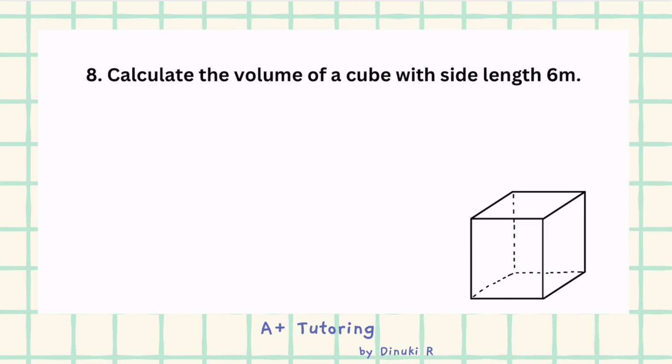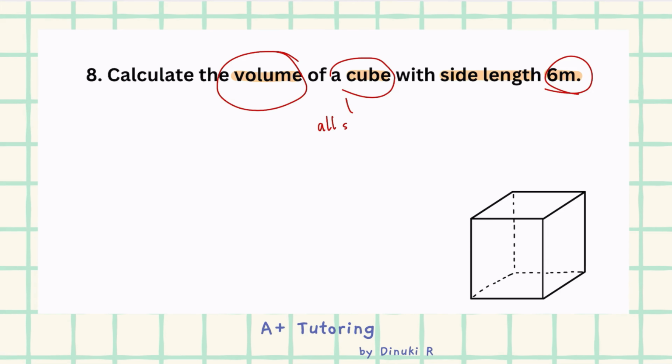Okay, now that you've had a chance to go through the question, let's break it down. Question number 8. Calculate the volume of a cube with side length 6 meters. Very straightforward question. What are we being asked to figure out? The volume of a cube, and we know that the side length is 6 meters.